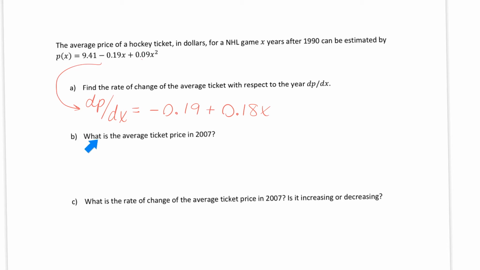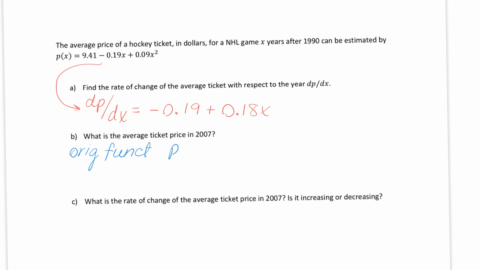All right, next question. What is the average ticket price in 2007? Now, what are we looking for here? The ticket price. So do I need the derivative or do I need the original function? Let's go back. The derivative tells me the rate of change of the average ticket. Not interested. The average price of a ticket is the original function. So I want the average ticket price, so I'm going to use my original function here because it tells me about price.